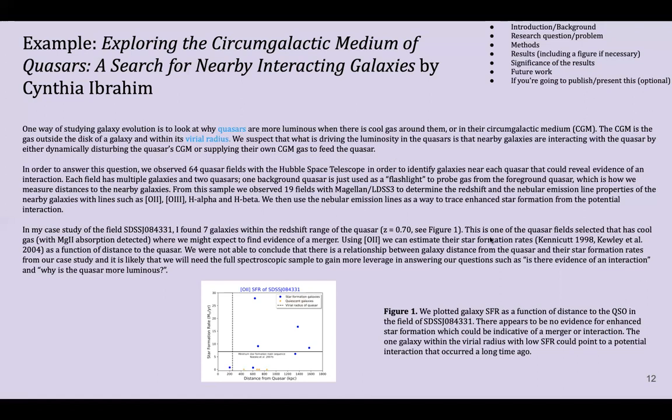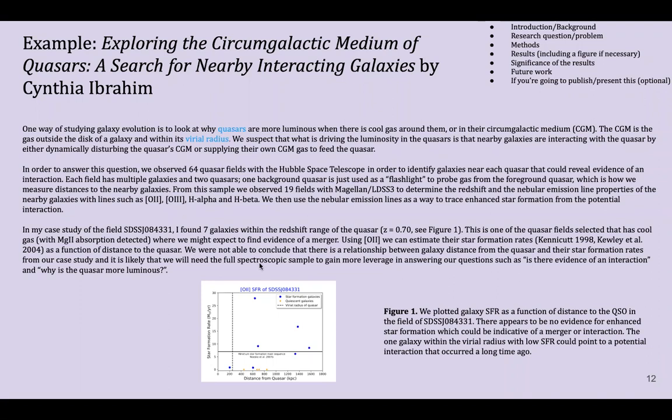In order to answer this question, we observed 64 quasar fields with the Hubble Space Telescope in order to identify galaxies near each quasar that could reveal evidence of an interaction. Each field has multiple galaxies and 2 quasars. One background quasar is just used as a flashlight to probe gas from the foreground quasar, which is how we measure the galaxy distances to the nearby galaxies.